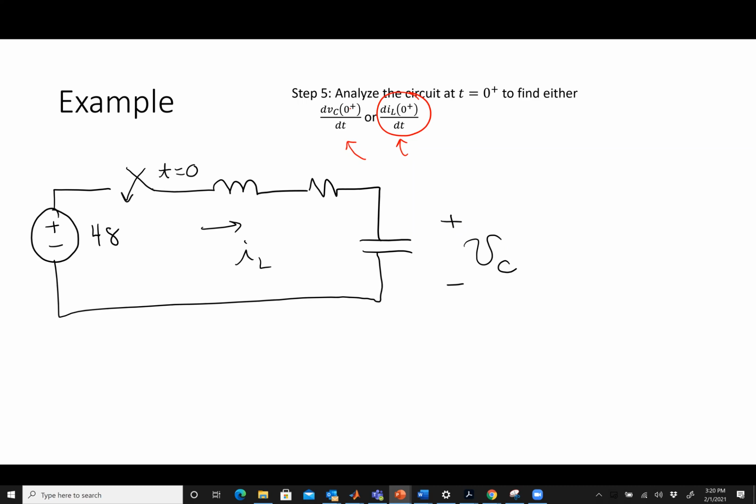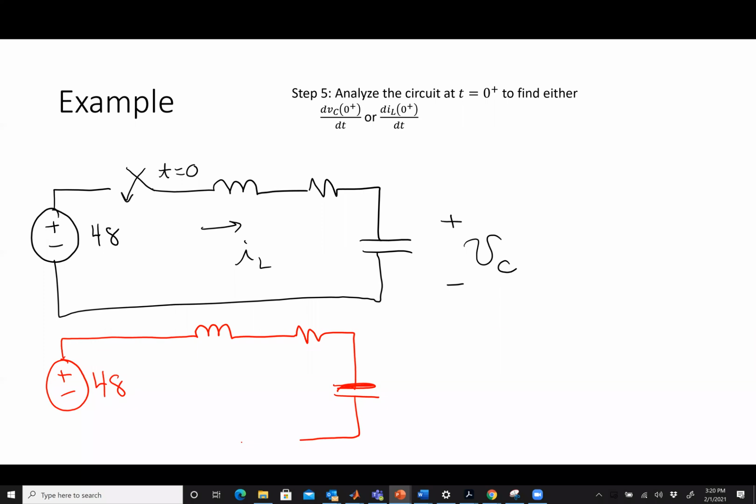All right. So what did I say right after the switch closes? So basically what we're doing is we're saying at t equals 0 plus, that's right after the switch closes. So I got my 48 volts. I've got my inductor, I've got my resistor, I've got my capacitor. Okay. This is at t equals 0 plus.